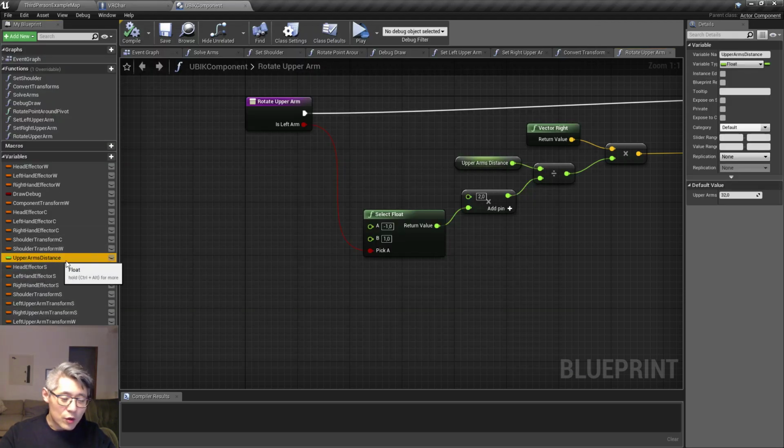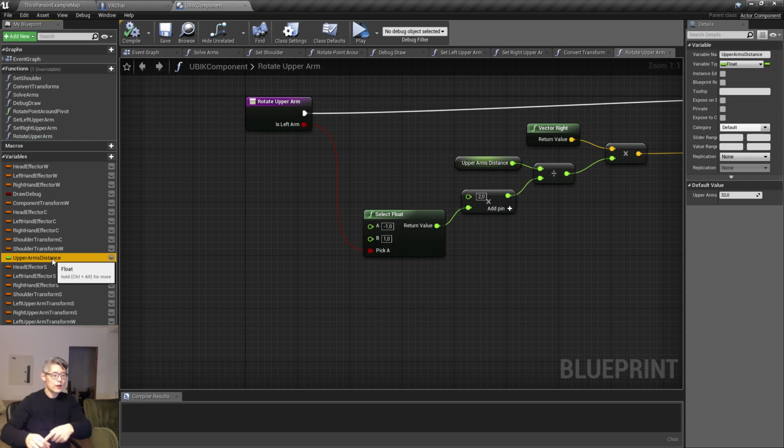Right now, the only distance we really have is this upper arms distance, and that is the distance between these two joints here. What we need to figure out now is the distance between my hand and my upper arm joint here. So that's the entirety of this distance here.